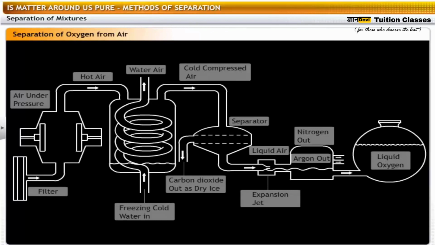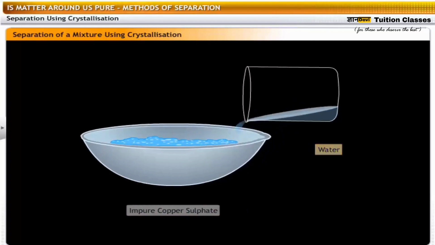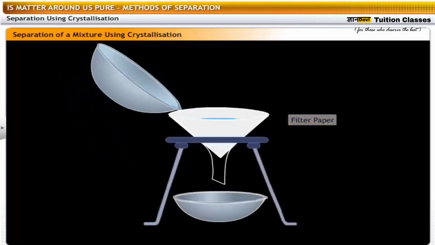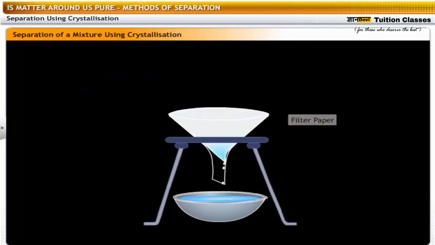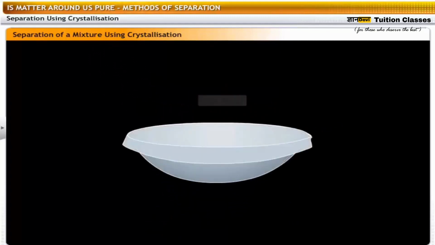If you want to obtain only oxygen gas from the air, separate out all the other gases and collect just the oxygen gas. The diagram shows you the apparatus that is used for separating oxygen from air. Take a sample of impure copper sulfate in a china dish. Dissolve the copper sulfate using as little water as possible. Filter the copper sulfate solution. Next, evaporate the water from the solution so that you get a saturated solution. Cover the solution with a filter paper and leave it at room temperature to cool for a day.